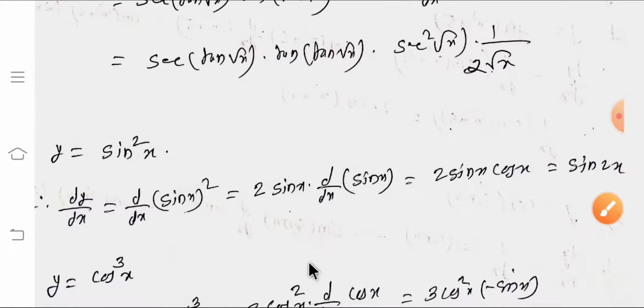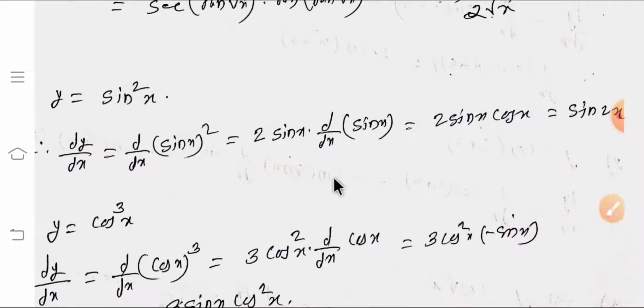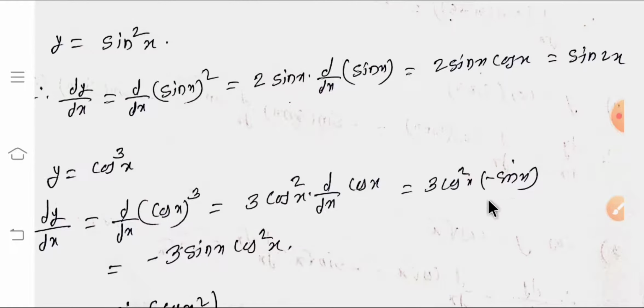Similarly, if y equal to cos³ x, then dy/dx is d/dx of cos³ x. Again apply the xⁿ formula: the derivative of xⁿ is n xⁿ⁻¹. In that form, the derivative of cos³ x is 3 cos² x, now times the derivative of cos x. The derivative of cos x is minus sin x. So the solution is dy/dx equal to minus 3 sin x cos² x.